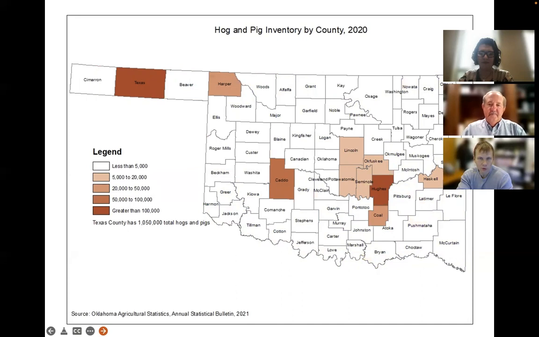Of course, we have Seaboard in Texas County there in Guymon. And so a lot of hog inventory is being processed in Guymon. Also quite a bit in Hughes County. So there's a decent amount. And again, some of those counties surrounding Oklahoma City to the east have a decent amount of hog inventory as well. Next slide.